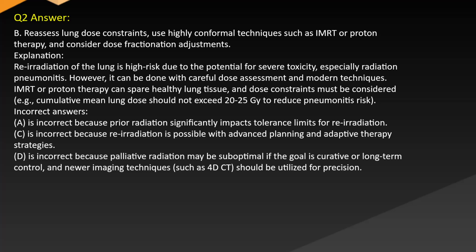Incorrect answers. A is incorrect because prior radiation significantly impacts tolerance limits for reirradiation. C is incorrect because reirradiation is possible with advanced planning and adaptive therapy strategies. D is incorrect because palliative radiation may be suboptimal if the goal is curative or long-term control, and newer techniques such as 4D CT should be utilized for precision.